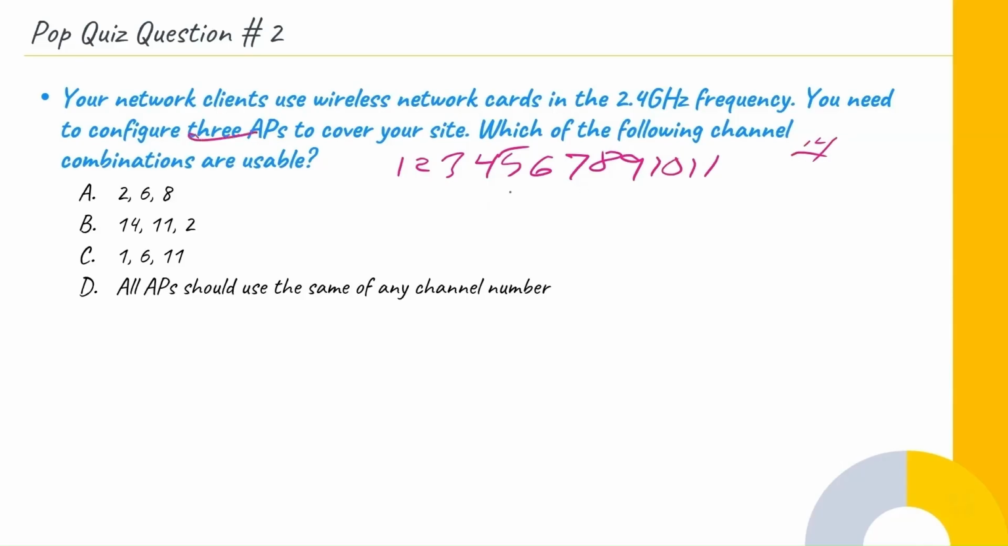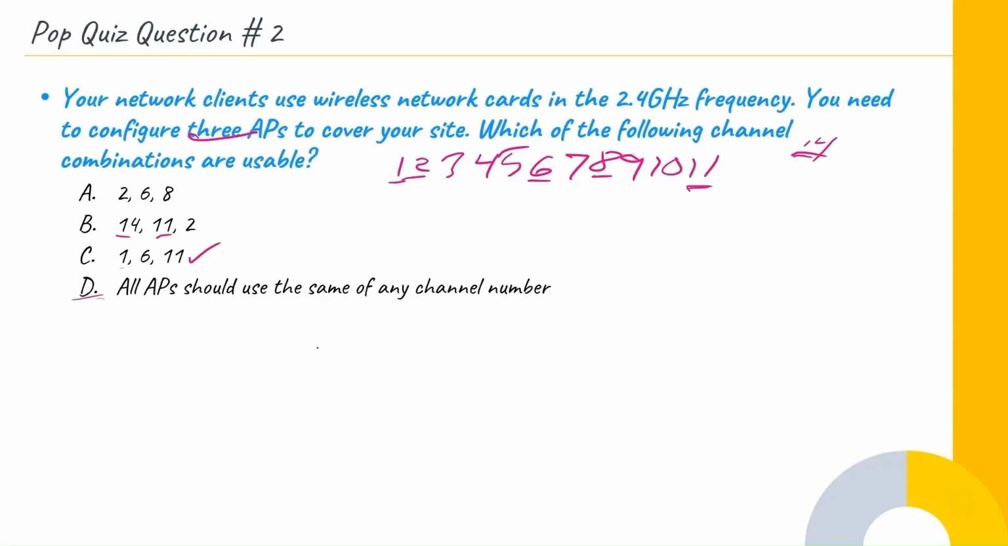If we have 3 access points that we need to configure, the only way even mathematically to have 3 of these available and to have 5 channels of separation between them is not 2, 6, 8, because 2 to 6 is only 4 away, and then 8 is only 2 away, so that won't work. 14 and 11 are only 3 away, so that won't work. This one right here: 1, 6, and 11. Look at that one. 1, and then 5 hops away, 6, 5 hops away, 11. So that is your answer, and obviously this one's just patently wrong.